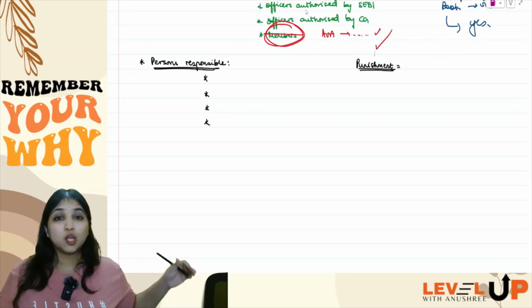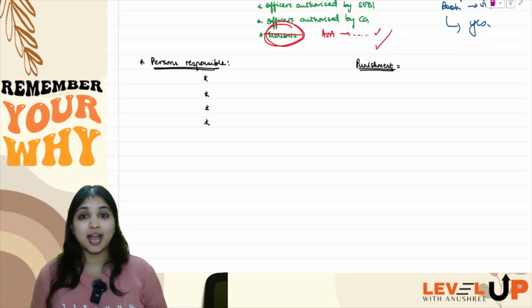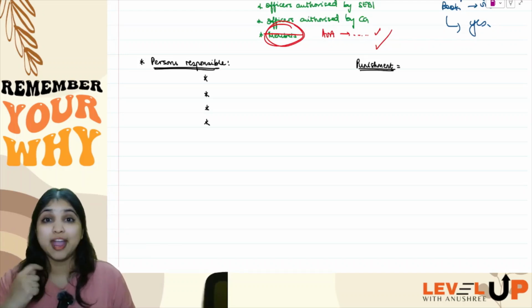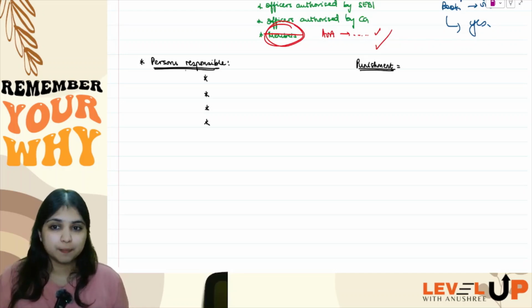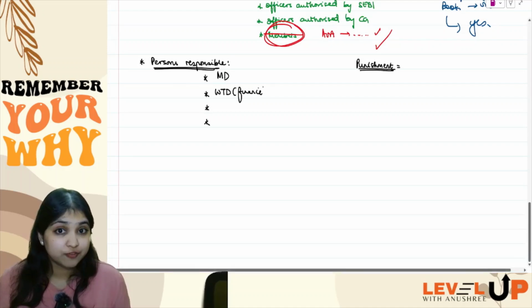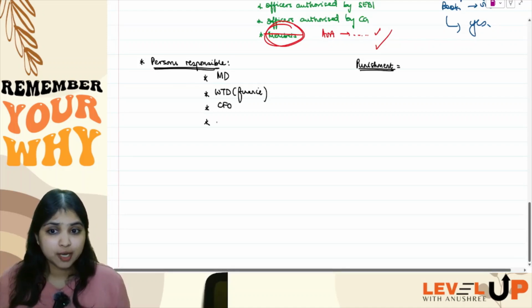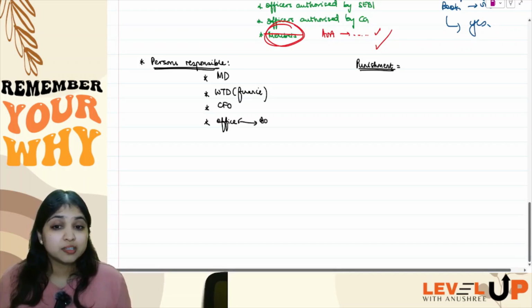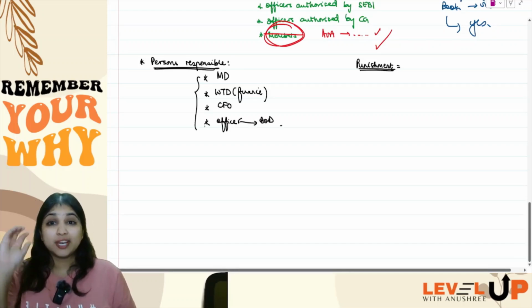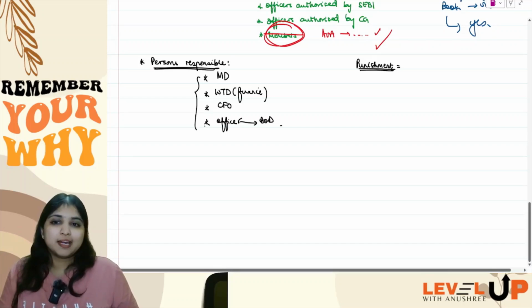Okay, and now coming to my last concept under the books of accounts discussion, and then I'll give you a summary of the entire discussion that we had, all the provisions that we've learnt of books of accounts: who is responsible to ensure that these provisions are complied with? 4 people, guys: managing director, whole-time director who is in charge of finance, the CFO of the company, and any other officer who is made responsible by the board of directors. These 4 people are responsible to ensure that all these provisions are complied with.